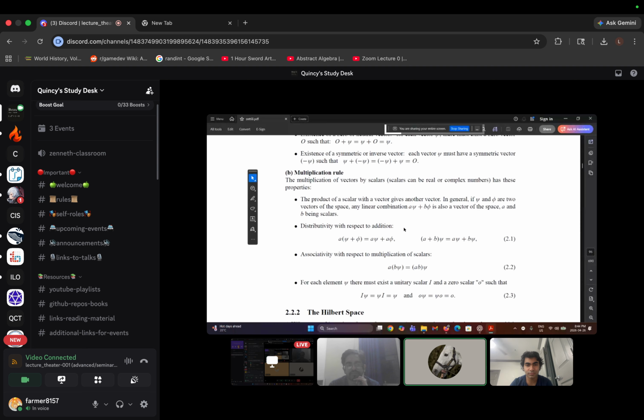So the first property is that the product of a scalar with a vector gives another vector. So in general, if there are two vectors of the space, any linear combination is also a vector of the space, a and b being scalars. Examples are below. Distributive with respect to addition, associative with respect to multiplication of scalars, and last but not least, for each element, there must exist a unitary scalar and a zero scalar.